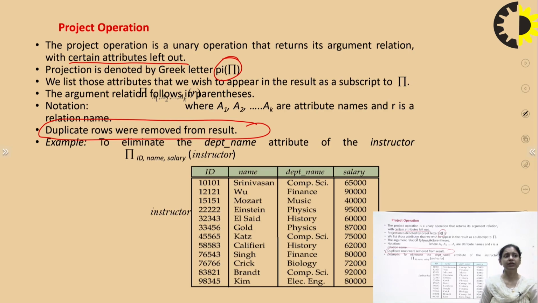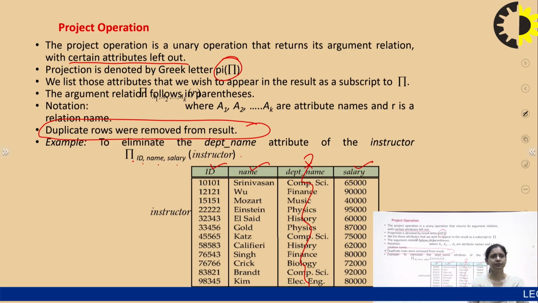Now the example is we need to eliminate the department name attribute of the instructor table. Because we do not need this department name but we need the rest of the attributes, in the project operation we'll write ID, name and salary as a subscript to the project operation from the table instructor. So it will remove this data and give us the rest of the relation as the result of this operation.